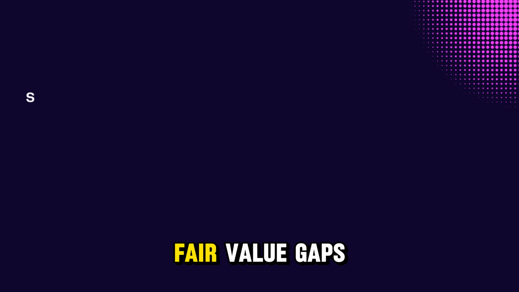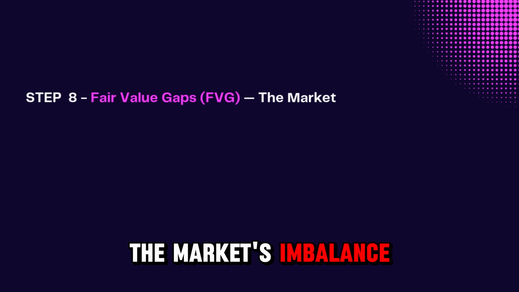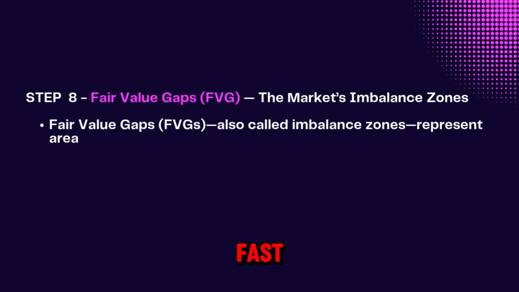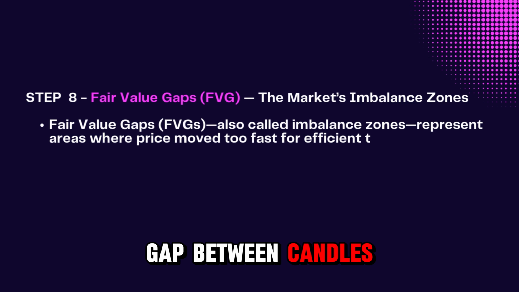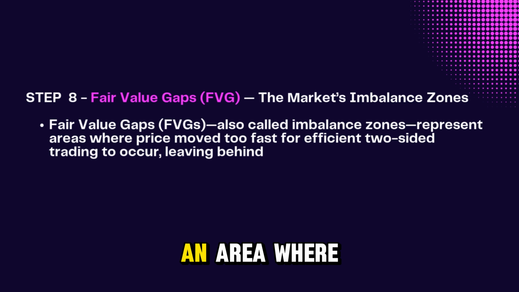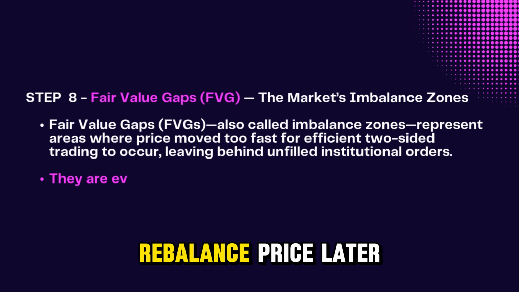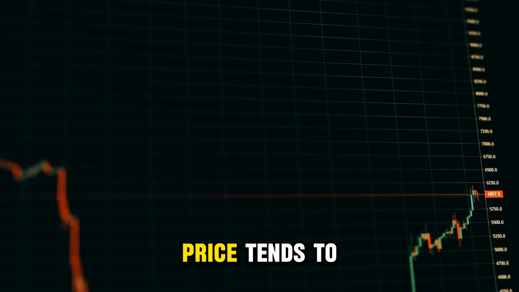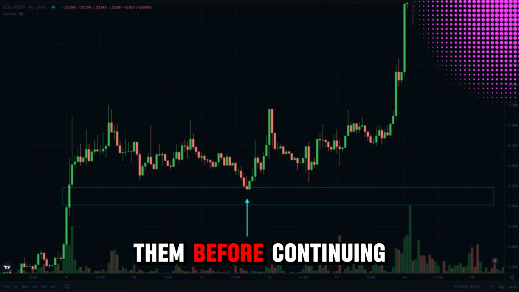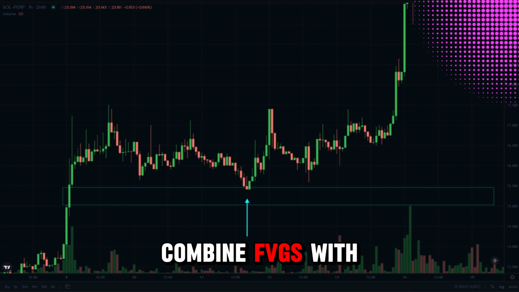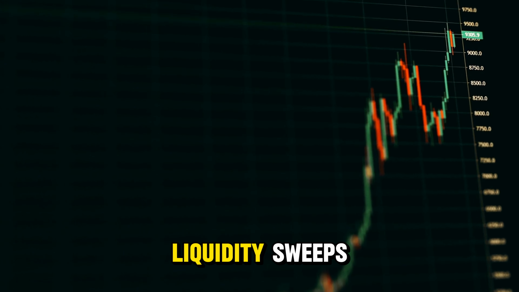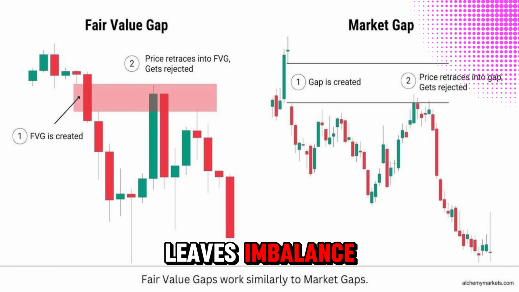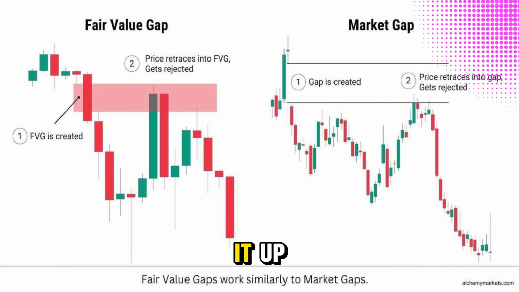Step 8. Fair value gaps, the market's imbalance zones. A fair value gap appears when price moves so fast it leaves a gap between candles. This shows imbalance, an area where institutions will likely rebalance price later. These zones act as magnets. Price tends to return to fill them before continuing. Combine FVGs with order blocks and liquidity sweeps for powerful confluence. When smart money leaves imbalance, it always comes back to clean it up.